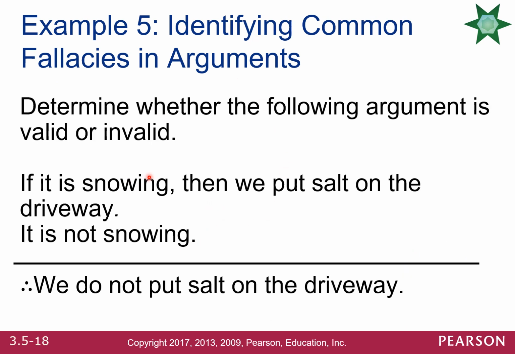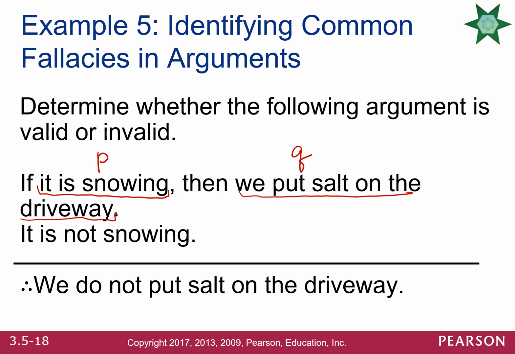All right. Now let's look at another example of a fallacy in arguments. Here we have two premises. If it is snowing, then we put salt on the driveway. And then the second premise is it is not snowing. The conclusion is therefore we do not put salt on the driveway. So there are two, and they use the same statements pretty much. It is snowing, that's P, and we put salt on the driveway is Q.